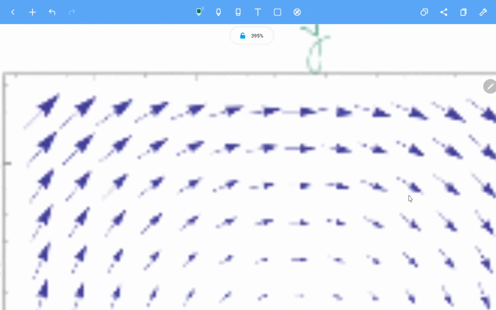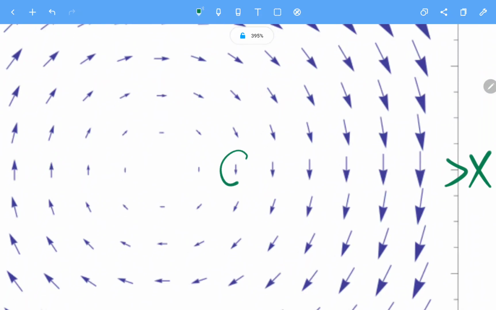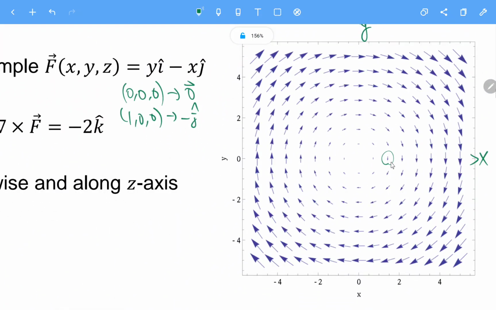Negative j hat, which means some point around here. You can see this arrow is around here, pointing downward, which means that this is the negative j hat. So let's say if it is 4, 0, 0, it turns out to be a negative 4j hat. You can see negative 4j hat is here, and this arrow is larger, to specify a stronger vector at that point.